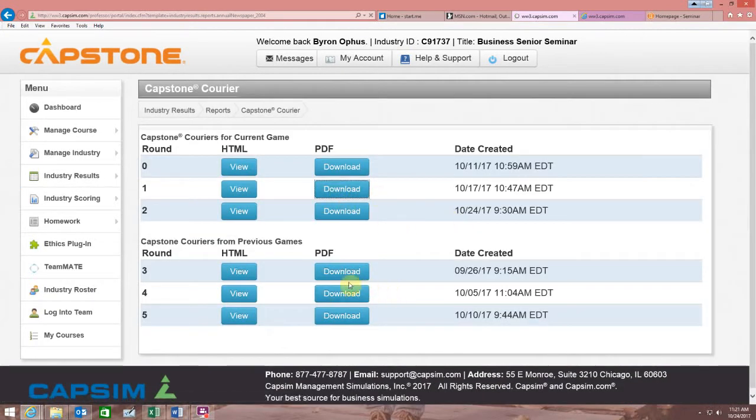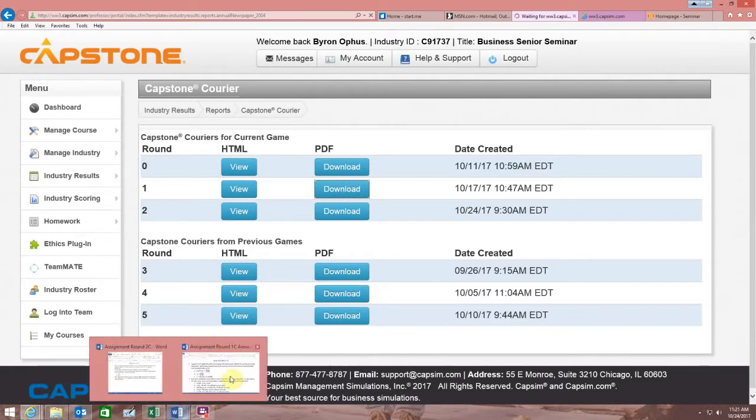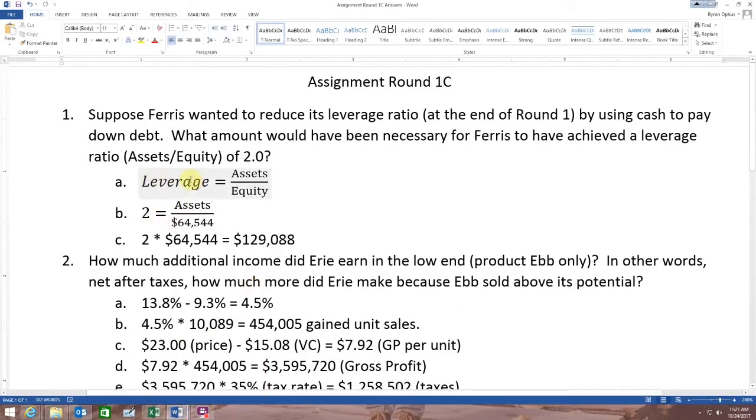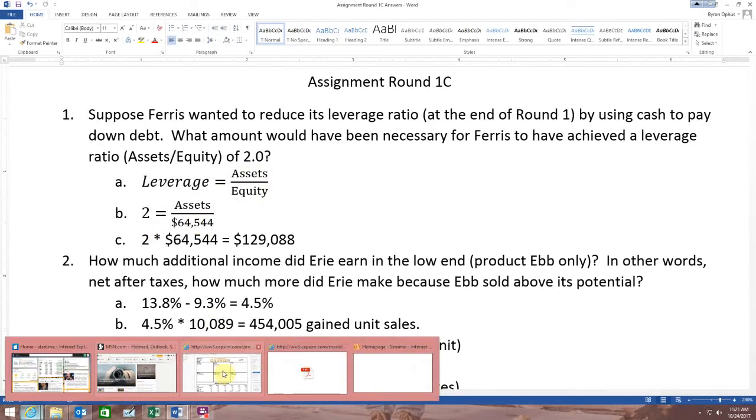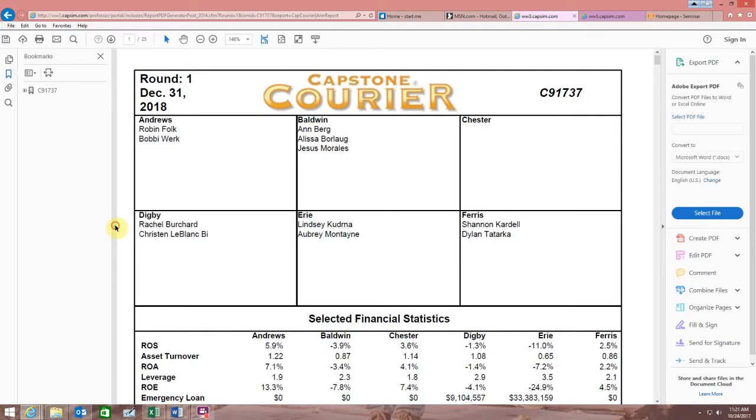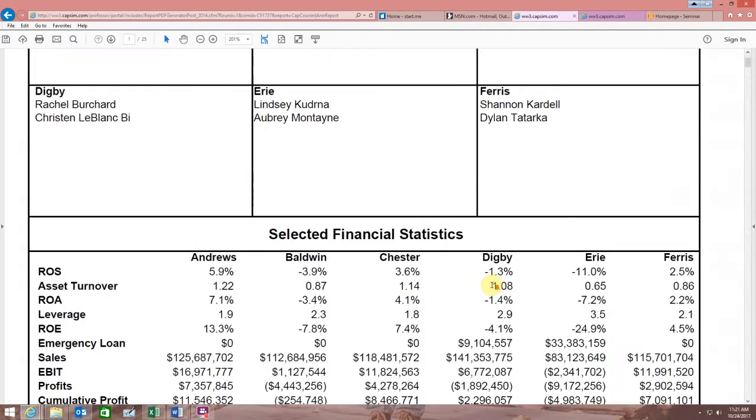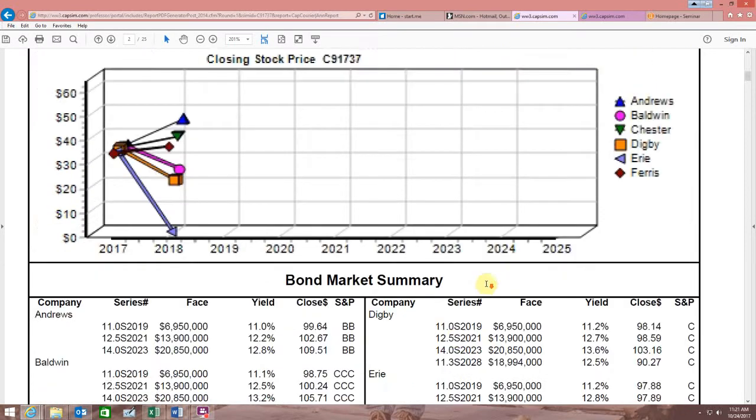The formula is given right in the Courier. It says that our leverage is equal to our assets divided by our equity. We're shooting for a leverage ratio of 2, so 2 is equal to our assets divided by our equity. And again, our equity isn't going to change if we took cash and paid down debt. Let's go down to that balance sheet.